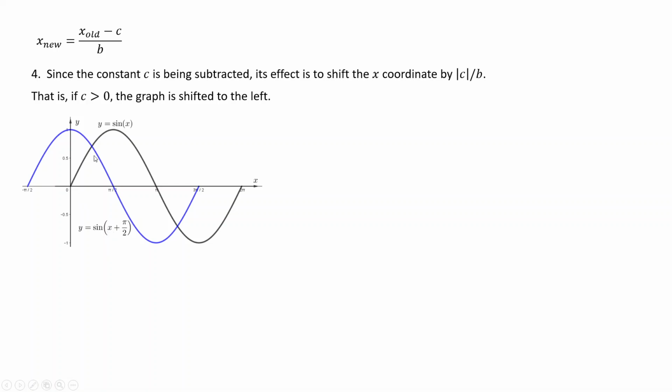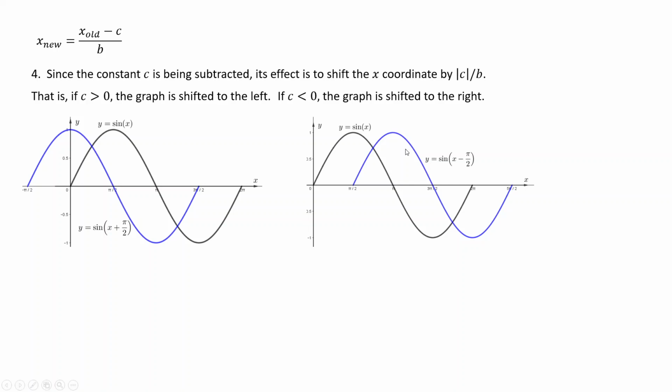Okay, so y equals sine x is the green one. And if I look at sine of x plus pi halves, sure enough, this has scooted to the left by pi half, right? Okay, and if c is less than 0, the graph is shifted to the right. And in this case, sine of x minus pi half, the blue one, is the shifted graph of the green one, shifted to the right. Cool?